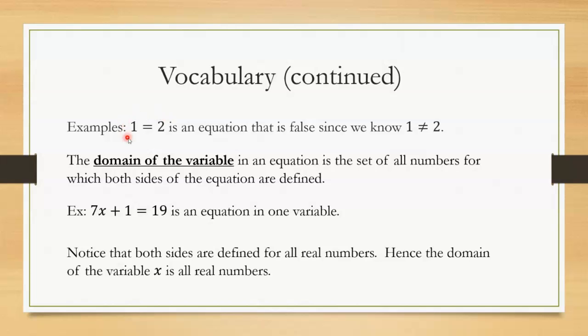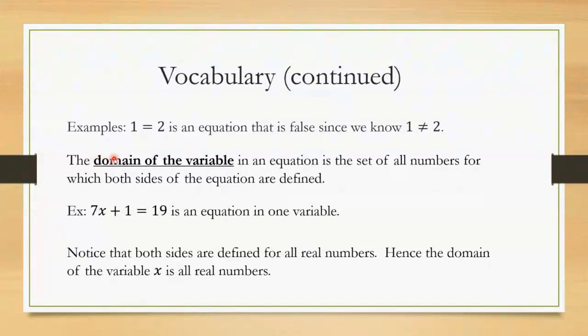Here's an example of an equation. 1 equals 2. Now, of course, that's a false equation because we know 1 is not equal to 2. But it is technically an equation. It's not an equation in one variable, though, because there's no variables there. Now, I'm presenting this vocabulary because it will come up again later in the course, if I remember correctly, but I do want to say it now.